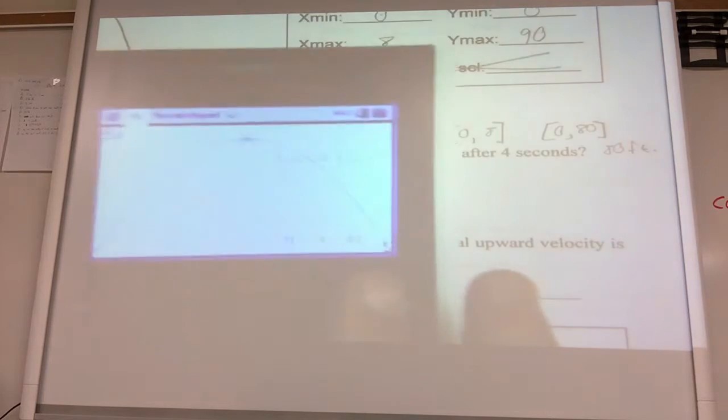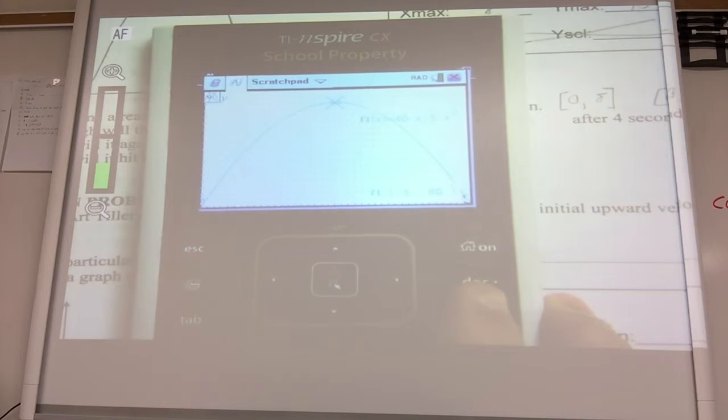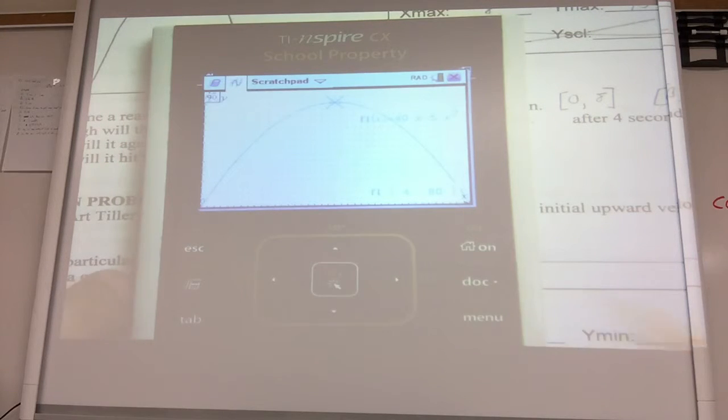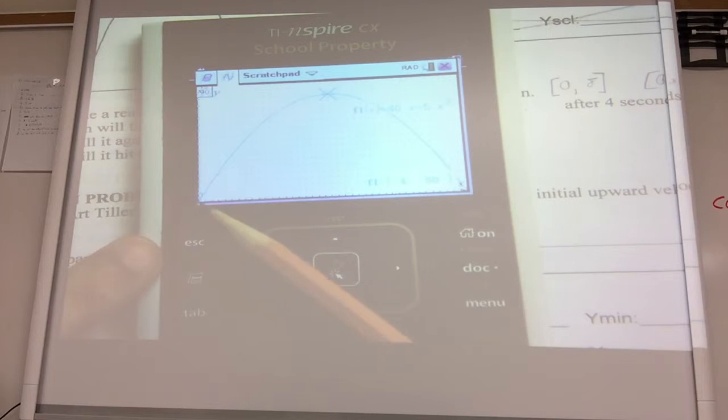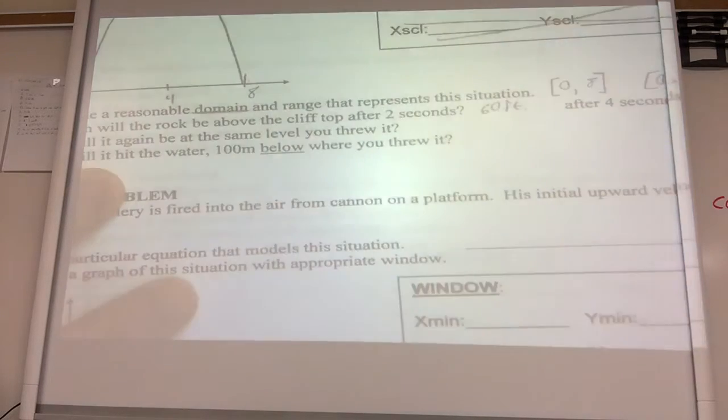Okay, well remember we're standing on the cliff, so we already can answer this question. Right here is where I threw it from. 0 is where I threw it from, and it hits 8 seconds later. So remember, it reaches its peak at 4 seconds. It hits at 8 seconds.